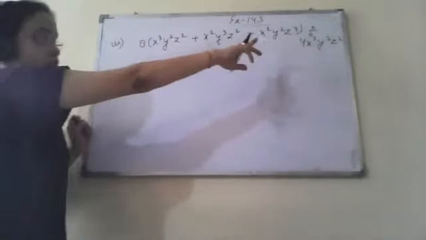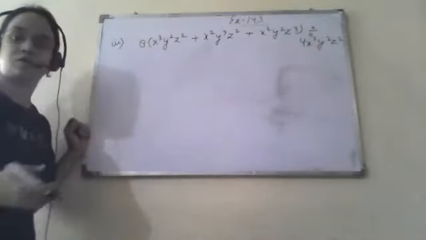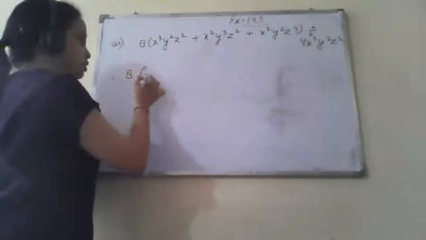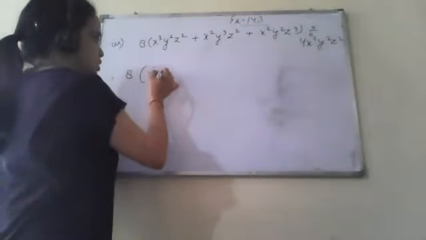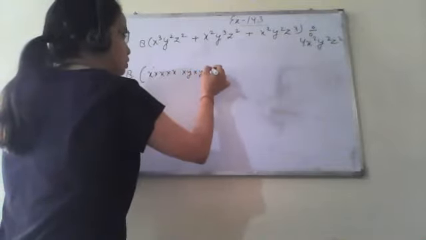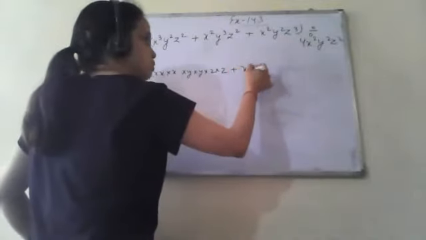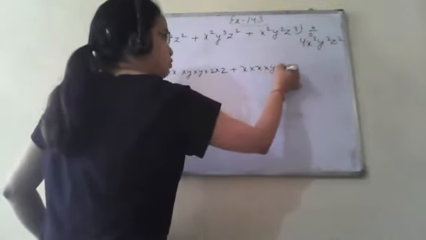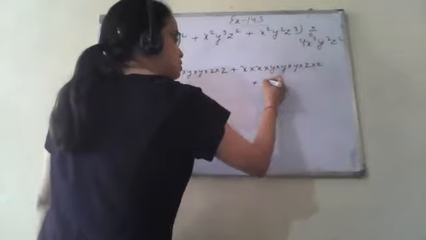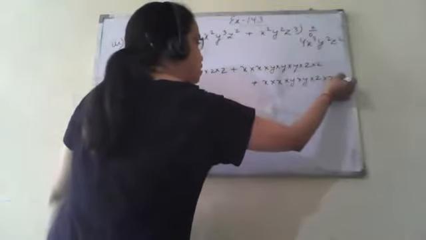Now we have to take 4x square y square z square from this term. Now 8 can be written as 2 into 4, so we need not take 4. So this is x into x into x into y into y into z into z. Clear? This is x into x into y into y into y, and this is z into z, plus this is x into x into y into y into z into z into z. So this is the expression.